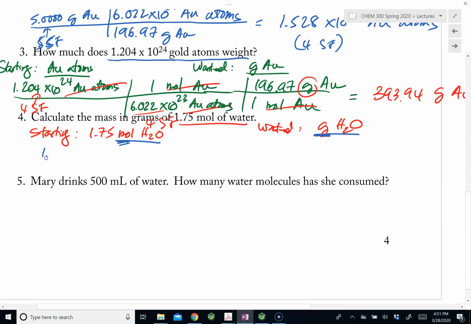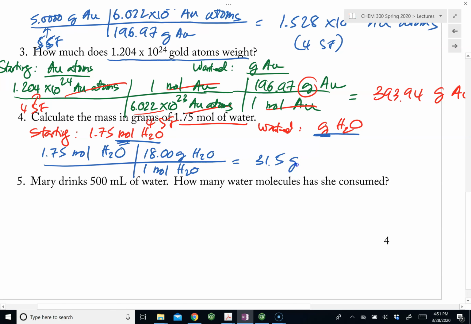So now let's set this up. 1.75 mole of water. And now we can see that 1 mole of water, which we'll put on the denominator so that it can get cancelled out, is then equal to 18.00 gram of water. So in this case, this will then equal 31.5 gram of water. And we have to round our answer to 3 sig figs. And that will be the final answer.